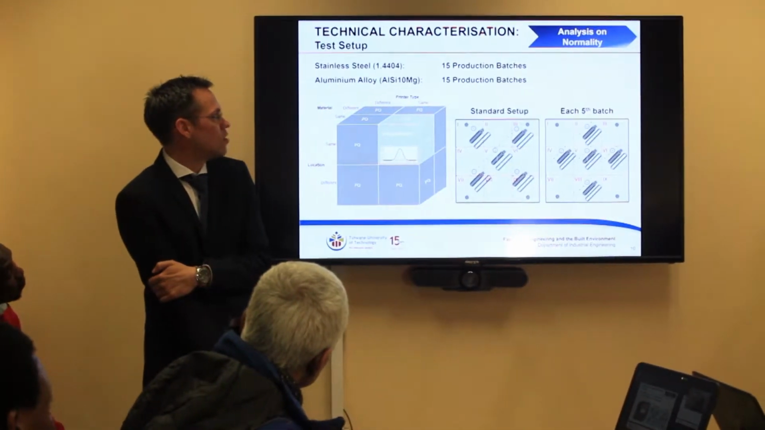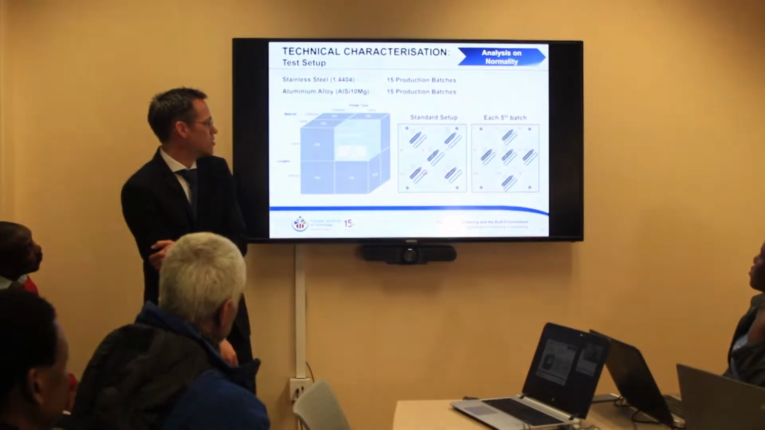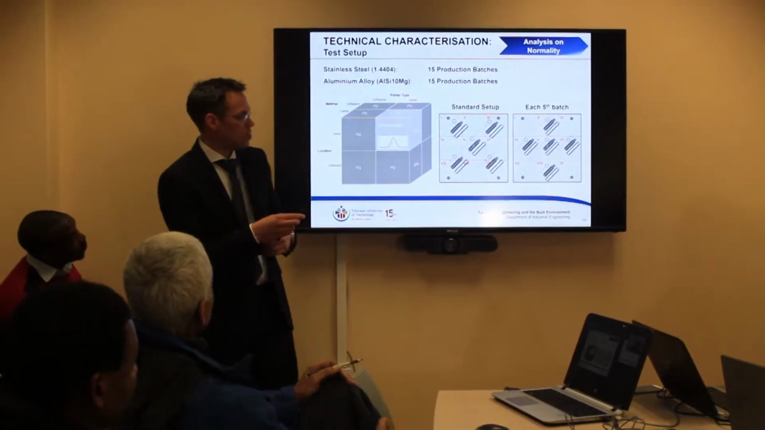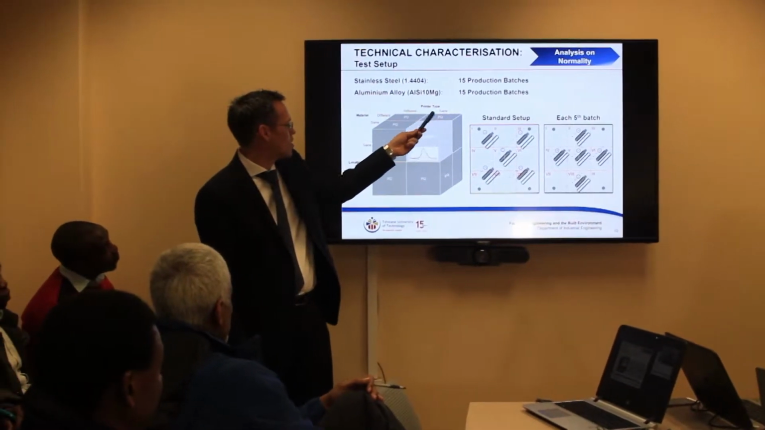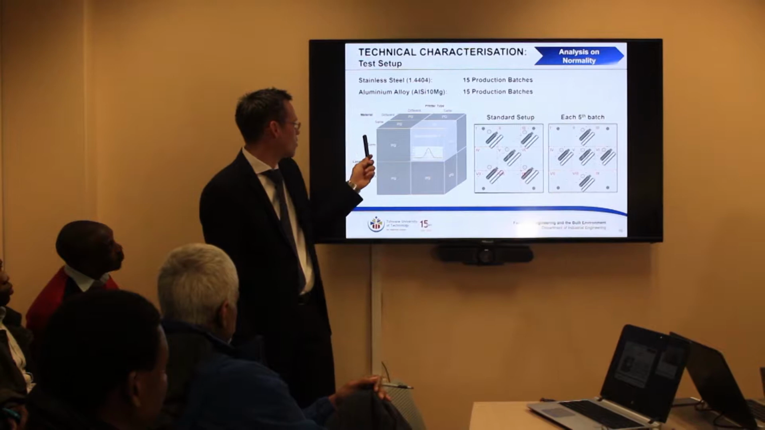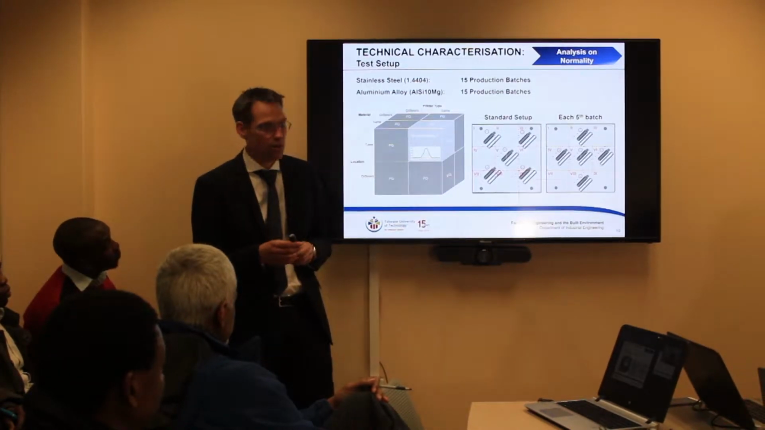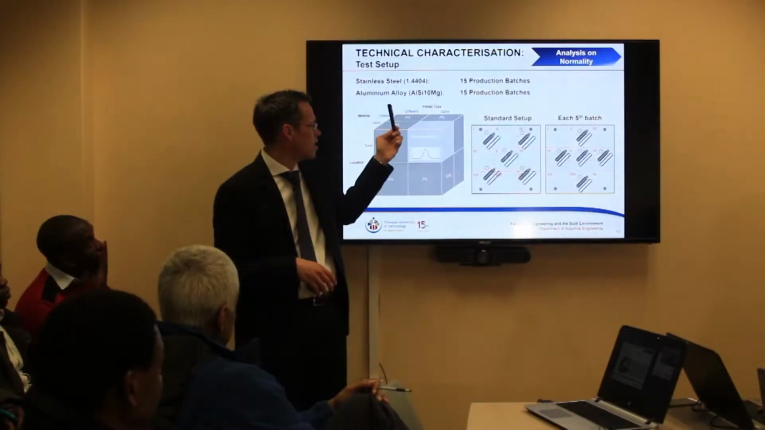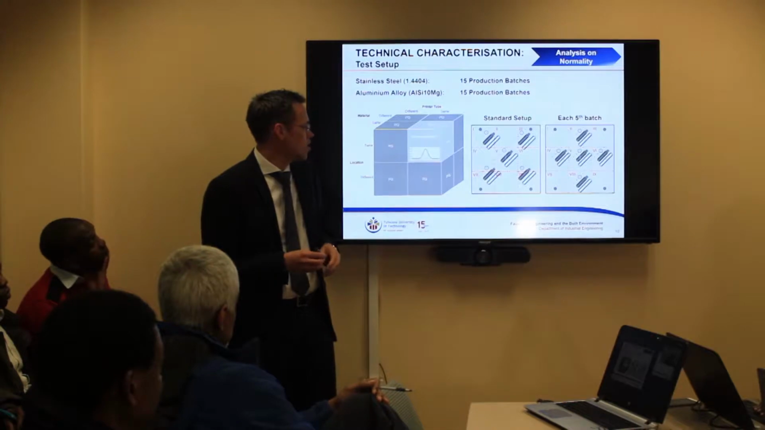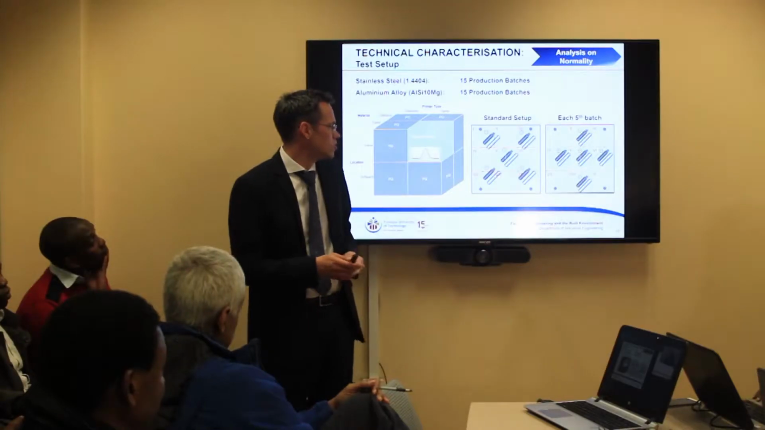So the analysis on normality comprises the production of 15 production batches. Those production batches are done in the same material on one machine at one location. So we want to see how does the process deviate over time. So this was one time done in stainless steel and one time in aluminium. Here you see the batch occupation.